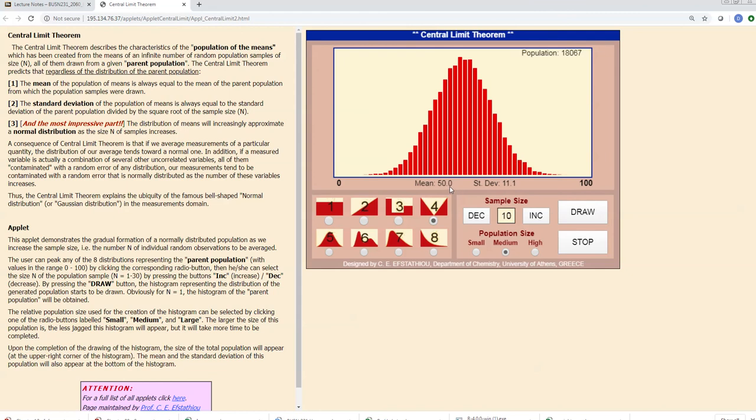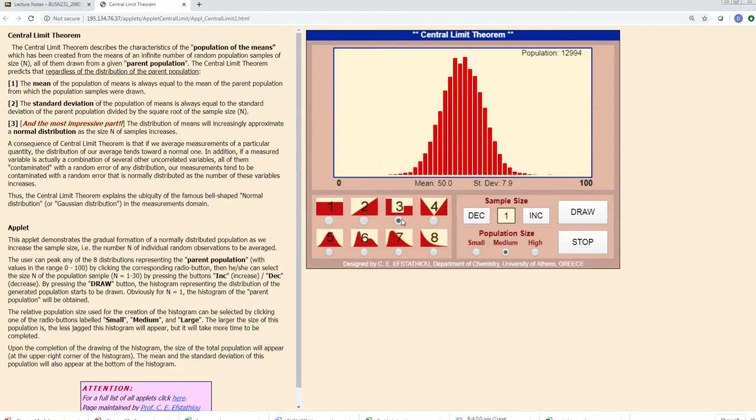The mean is 50.0 and sigma 11.1. And look at the shape. It's actually very normal, right? And let me increase that to 20. The average is 50.2. It didn't move. And from, I believe, 11 point something, sigma went down to 7.9. So again, I'm seeing the same pattern. As I increase the sample size, my mean doesn't move, my sigma goes down, and the shape at the end of the day becomes normal.